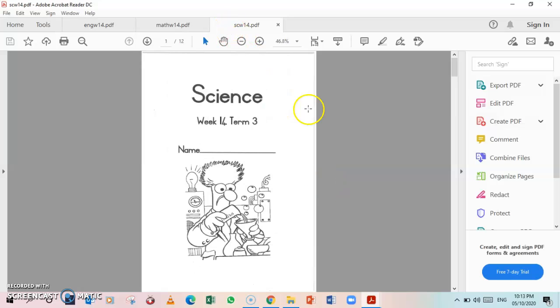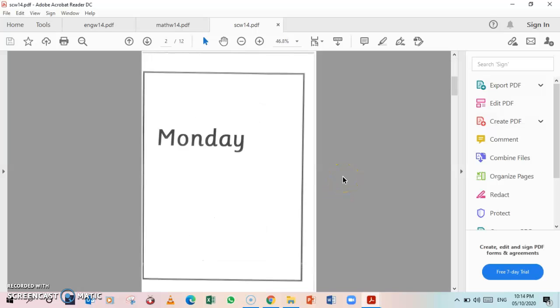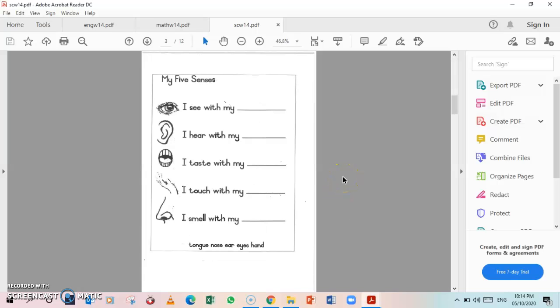Okay, then we move on to today's science year 1. So please get your science activity pack out and write your name on this activity pack. Okay, once you've done that, year ones, open up on Monday and let's look at what we have to do for Monday. So, for Monday, year 1, we are looking at our senses.